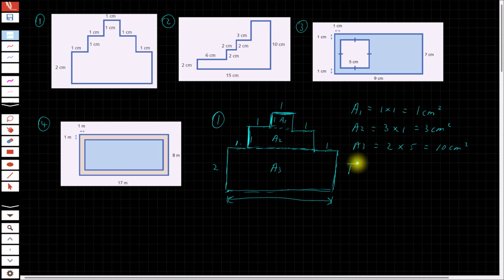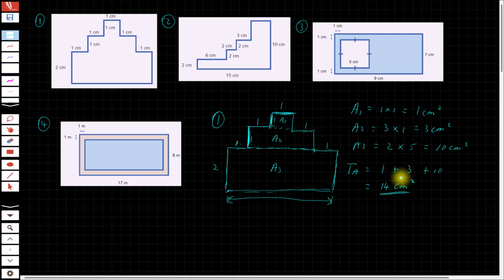So we can write now the total area equals the addition of all these smaller areas. So 1 plus 3 plus 10 equals 14. Notice I didn't put the units in the equation itself, I only put the units on the answer. That is to keep it neat and tidy. So the total area of this shape is 14 centimeters squared. For area, we always have that power 2 on the units.